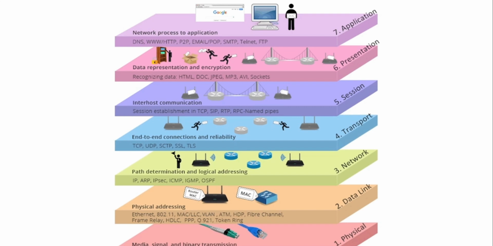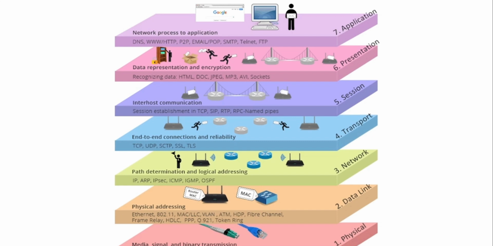Next we have the network layer, that's layer 3. This layer is like the GPS of the internet. It figures out the best route for your data to travel across different networks, and it uses a logical address, that's the IP address, to guide the way. And then we have the transport layer. This is the layer that ensures your data arrives in the right order. It manages the flow of information, checks for errors, and resends anything that got lost.